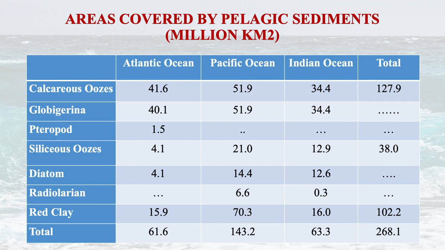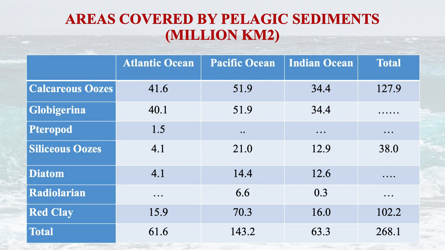Now in this table you see there are areas shown in million square kilometers which are covered by the pelagic sediments. So you can see most of these sediments are found in the Pacific Ocean because it's a major ocean and comparatively larger in area than the other oceans like Atlantic and Indian Ocean, which we have studied. And so you can just explore this table and see the distribution of different oozes and ocean deposits in different oceans.